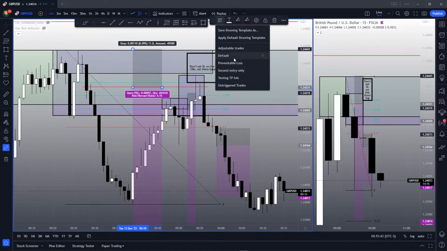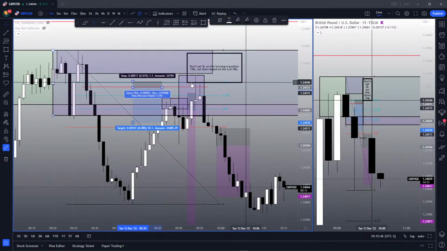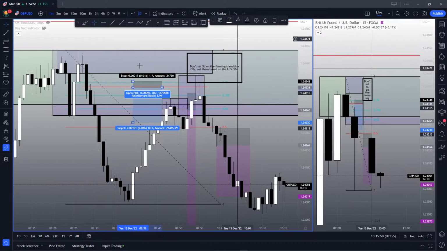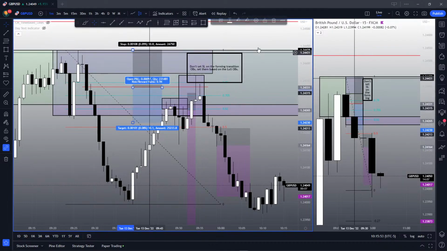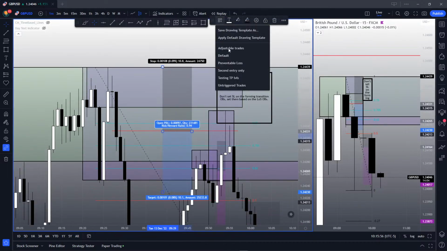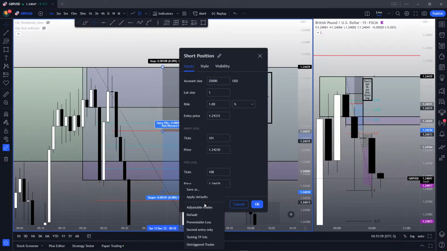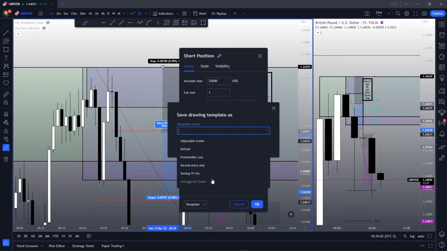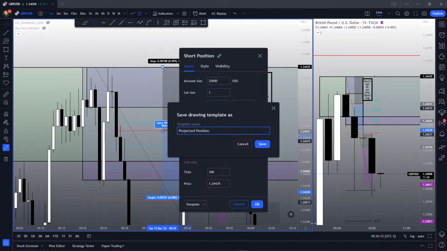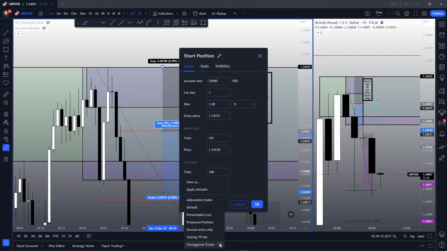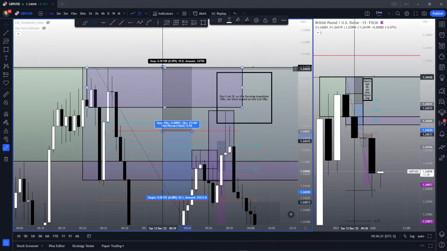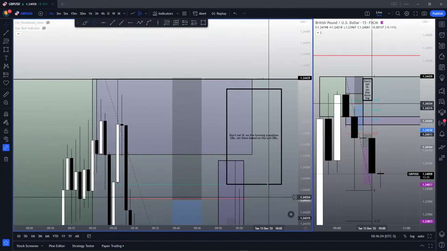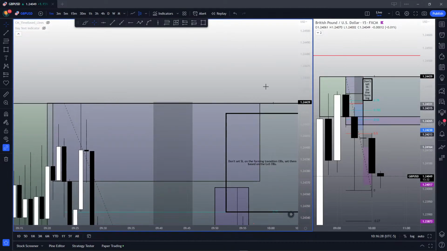So let me mark this. Let me save this as projected trade. Already got the trade for the day, so we're pretty much good on that end.